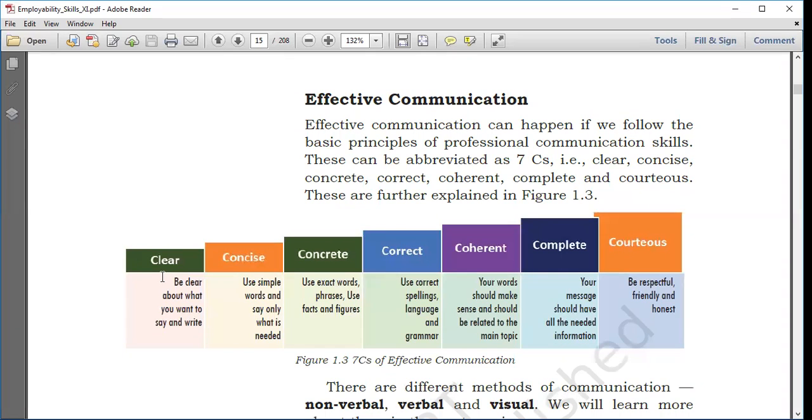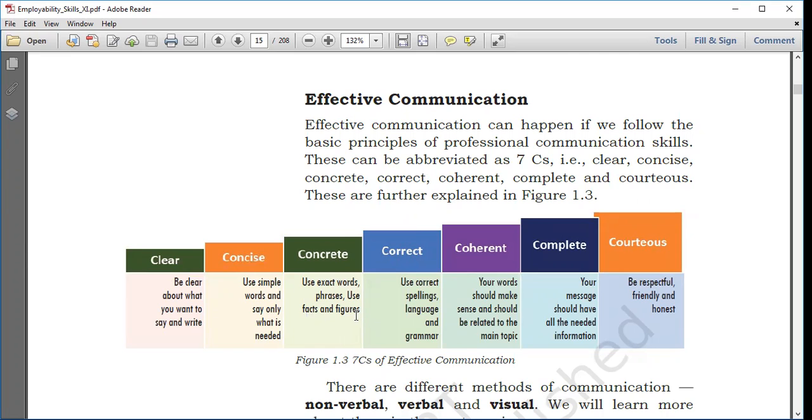So clear should be there, your thought should be clear, your point should be clear, then concise. The points and information that you're giving should be concise, to the point, short, right? Only important things we should convey. Concrete means use exact words, phrases, or use facts and figures.